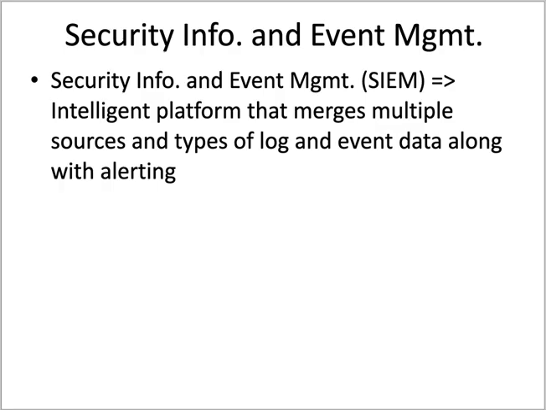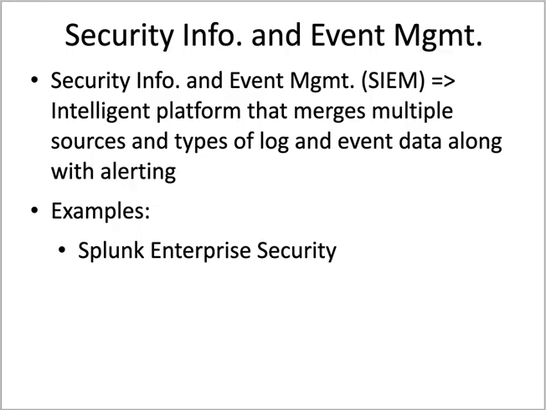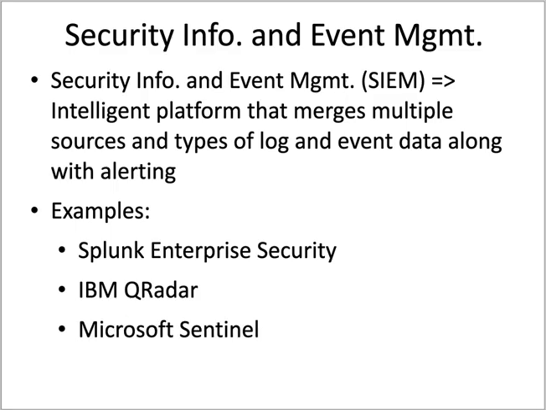The book then talks about security information management, which often is abbreviated SIEM. And this is an intelligent platform that merges multiple sources and types of logs together, along with event data, and it also includes alerting. So if it figures out or suspects something is going wrong, it will alert individuals. Some examples of this are Splunk Enterprise Security. IBM makes something called QRadar, and we've already mentioned it once, but Microsoft Sentinel would fall under this category as well. So that finishes up the lecture on Chapter 7.